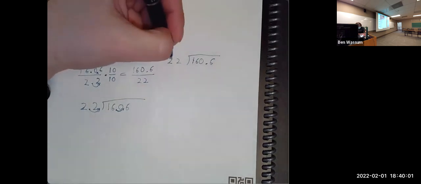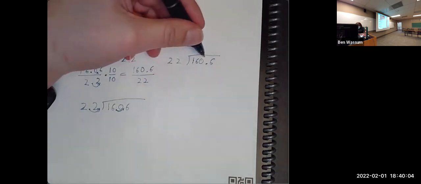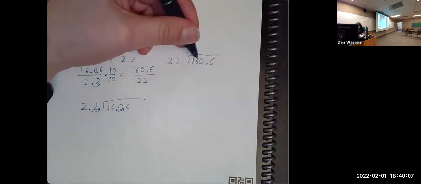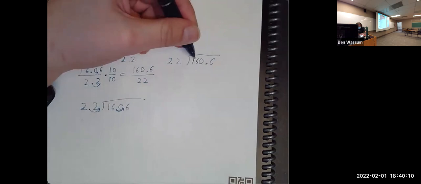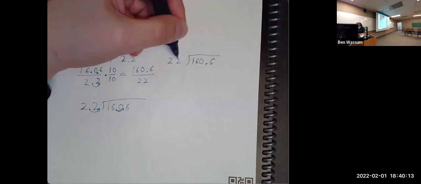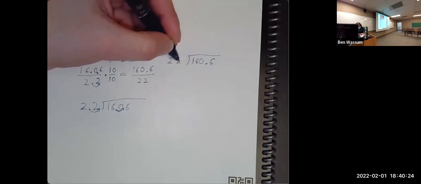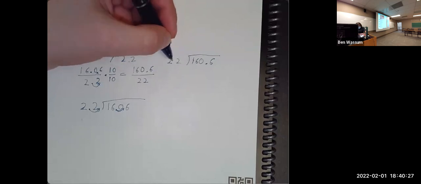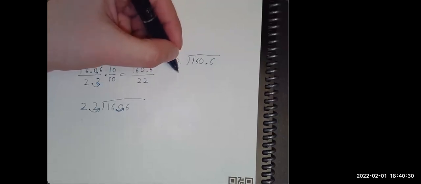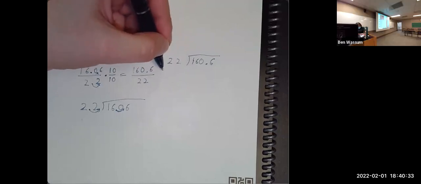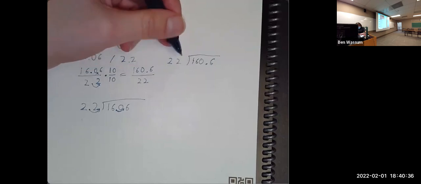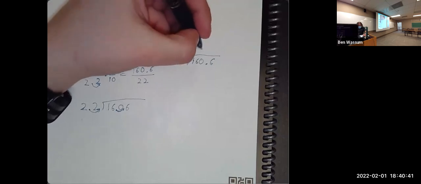Now, 22 won't go into 16, so we have to look at the first 3 digits. 22 into 160. Now, I know 2 goes into 16 8 times, but that second digit's going to throw a wrench into things. So maybe 7? 7 times 22, that would be, well, think about this digit. 7 times 2 would be 14, so I'd have a 4, and 7 times 2 would be 14, but I'd be carrying a 1. So it'd be about 154, right? So I think 7's a good number. Let's put a 7 there.